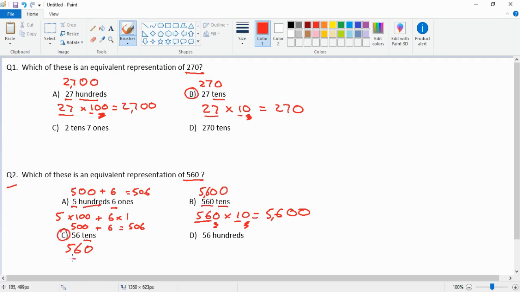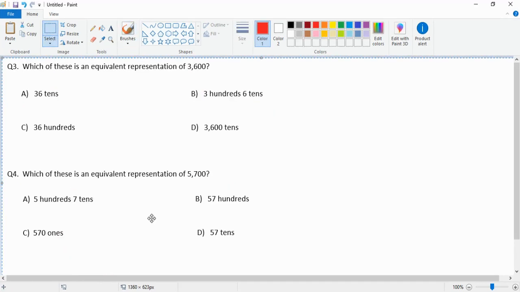C. The other way was 56 times 10. 56 times 1 is 56. The 1 0 we missed, add it back in, it's 560. Question 3, similar type of questions. Which of these is an equivalent representation of 3,600? 36 tens, 36, swap the tens for a 0.